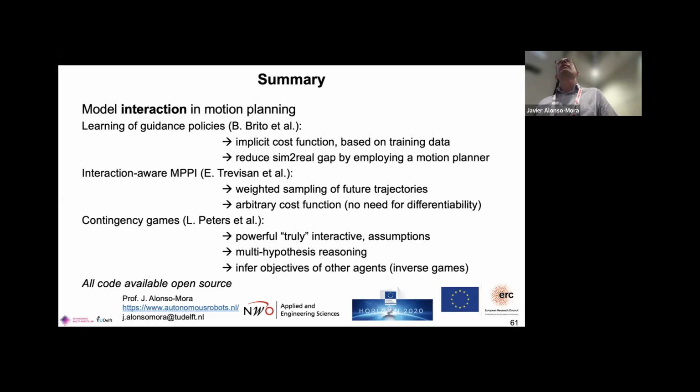The question was, in contingency planning, how does this scale with multiple agents? Because you have this combinatorics with the number of possible modes. If you have multiple agents, each with multiple modes, have you explored that, or what are your thoughts on the scalability?